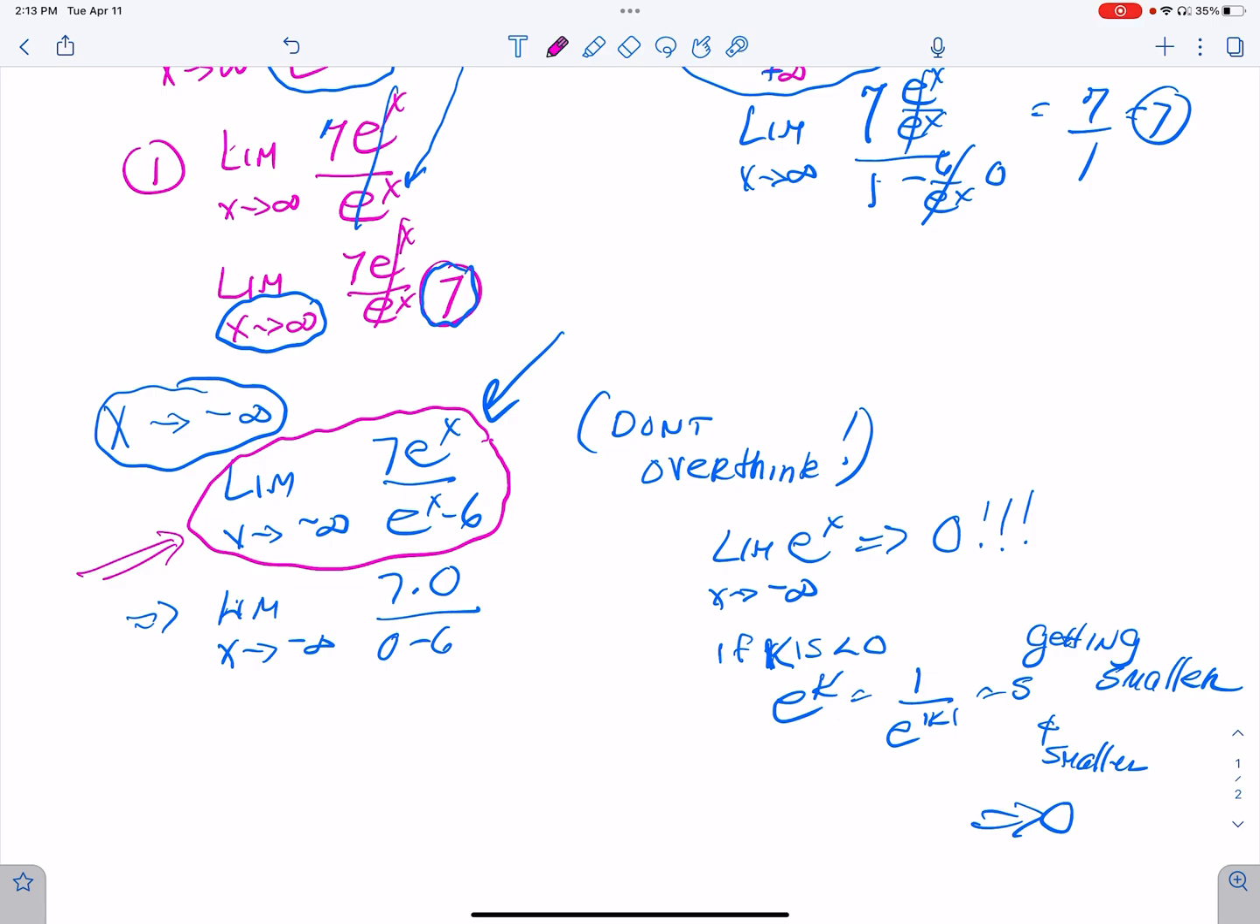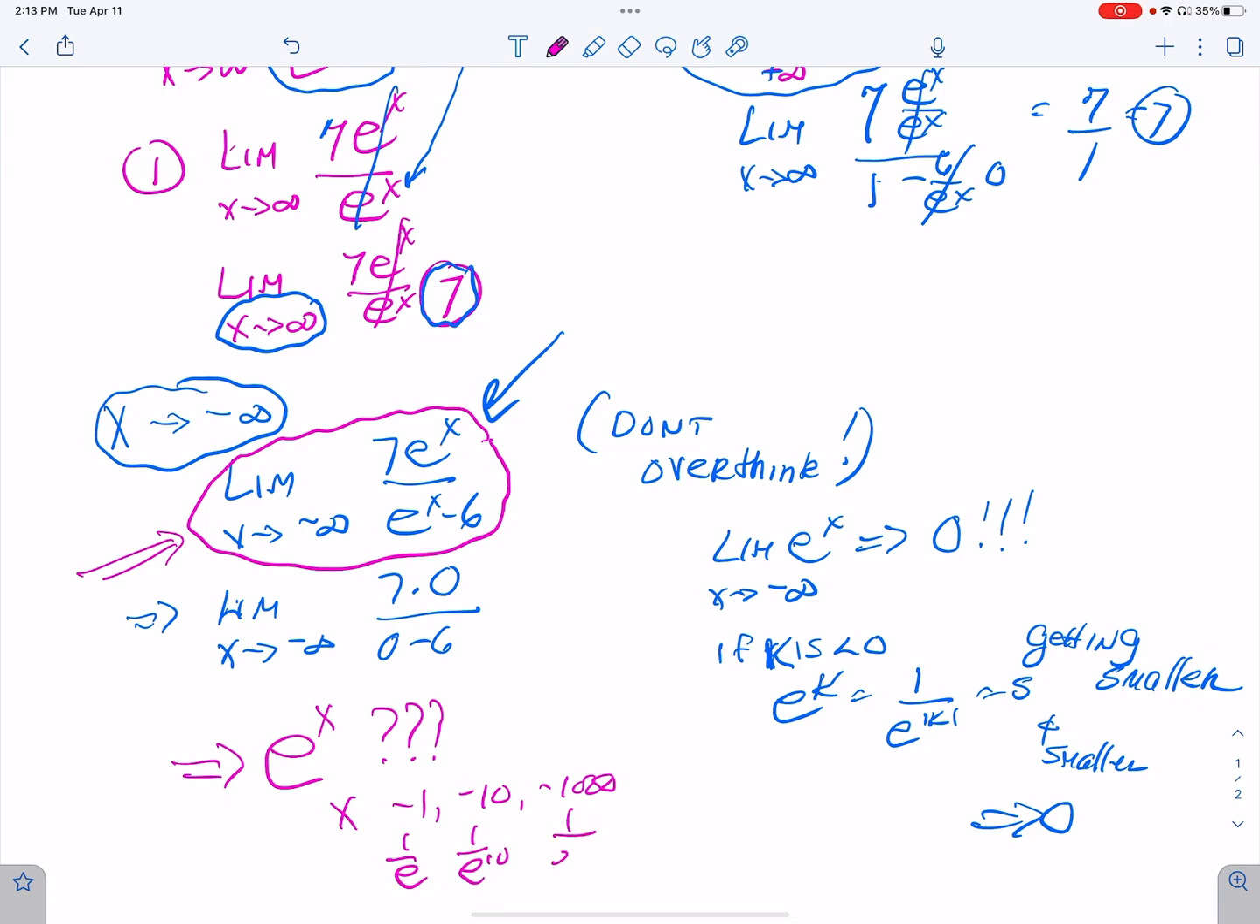So now don't overthink this. Keep it as simple as you can. But as x is approaching negative infinity, you kind of have to flip your thinking a little bit. What's happening to e to the x as x is approaching negative infinity? I always recommend using test points if you're hitting a roadblock. So if we were to look at what happens as x goes from -1 to -10 to -1,000, etc., well, what's happening to e to the x? Well, that's 1 over e, 1 over e to the 10, 1 over e to the 1,000. Clearly, this sequence is approaching 0.